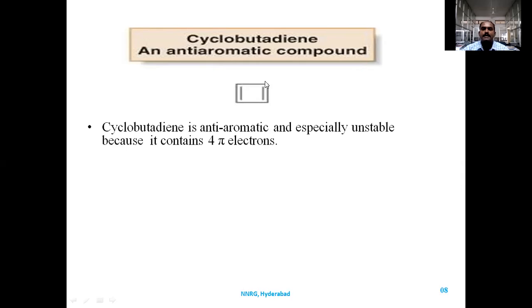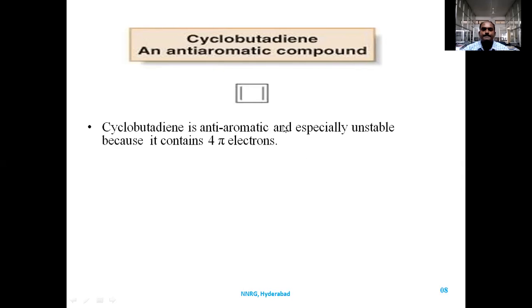Why is it unstable? Though the carbon is undergoing sp2 hybridization, an sp2 hybridized carbon should have a 120 degree bond angle, but it has 90 degrees. So it is in strain. The cyclobutadiene is in strain. Though it is a planar structure, it has fewer pi electrons, that is 4 pi electrons.